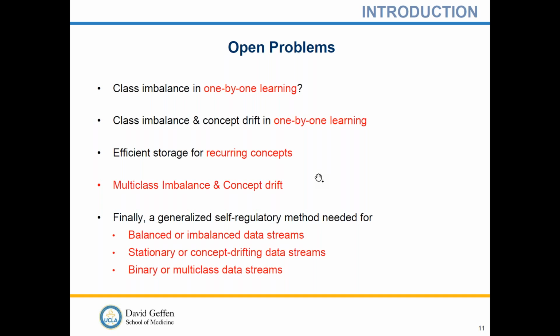Then there's a problem with efficient storage for recurring concepts. So in concept drift learning, sometimes the old concepts which are forgotten become relevant again. So we have to store this information in an efficient way. Also, all the previous methods only discuss two classes, but in real world applications there can be multiple classes, and there can be multiple minority classes, and then there will be multiple classes which are having concept drift problem.